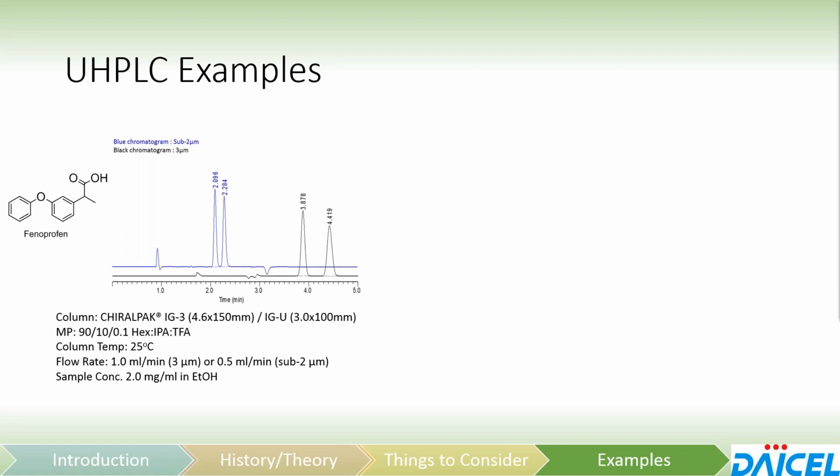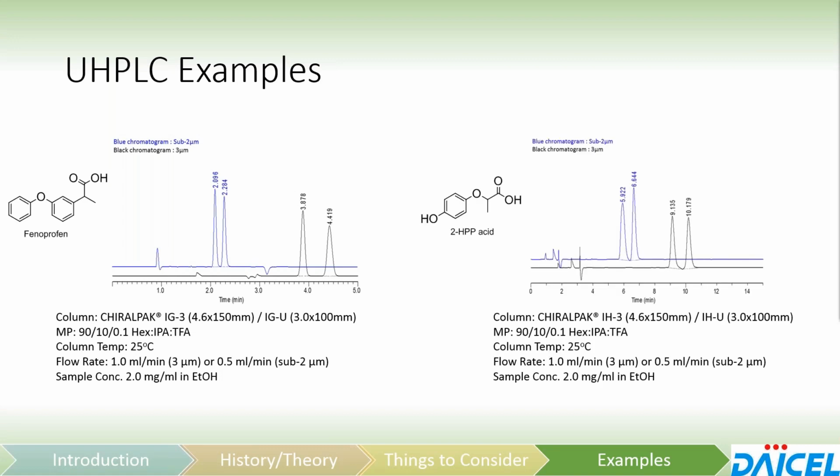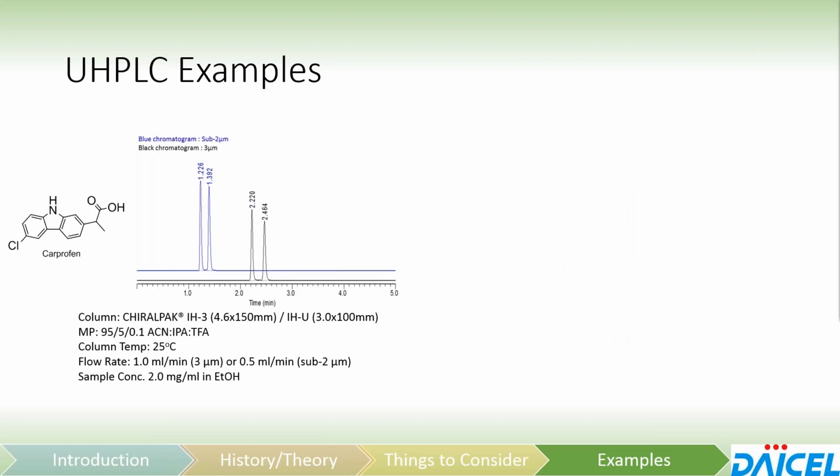And fenprofen. And going to this 2-hydroxypropanoic acid on IH3 and IHU. And then lastly, carprofen on IH3 and IHU. So you've got a number of different compounds we showed here, some acidic, some basic, some involving different types of interactions.